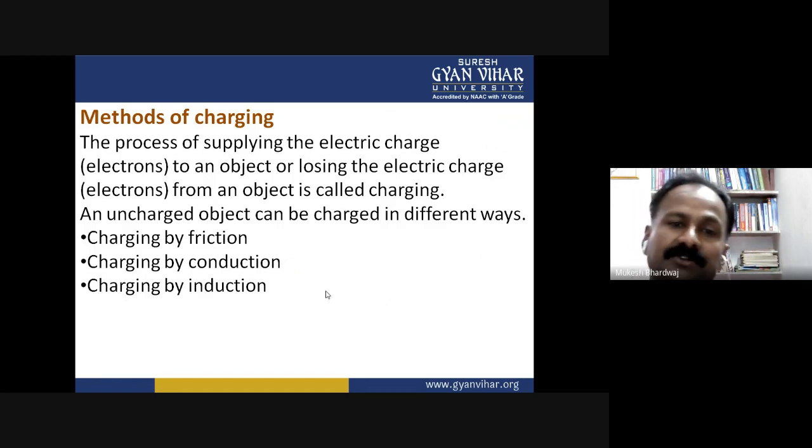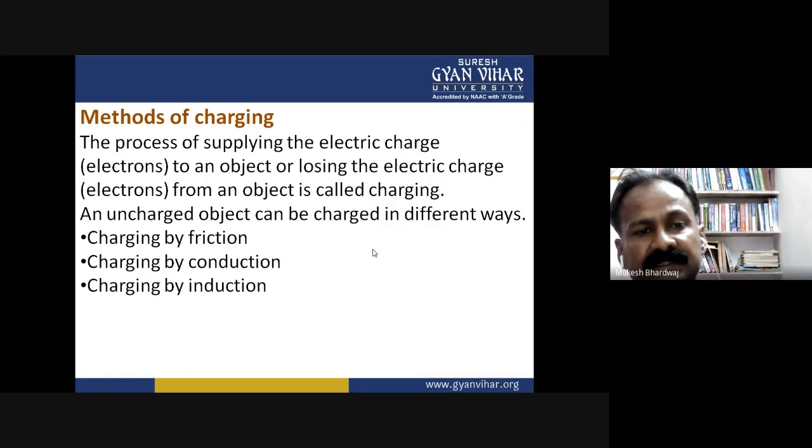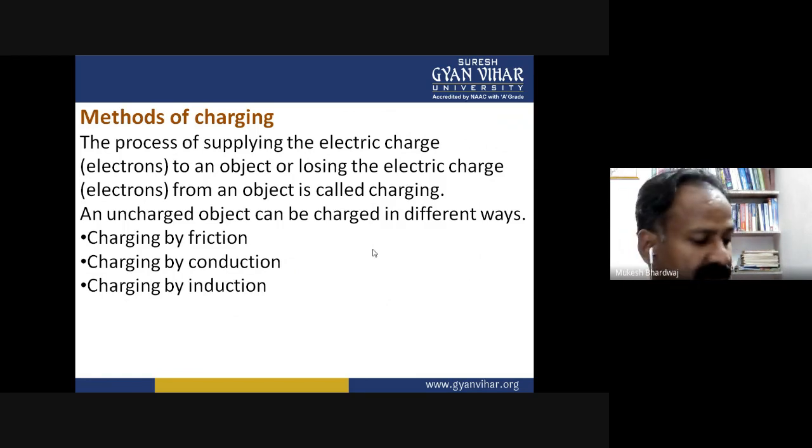An uncharged object can be charged in different ways: charging by friction, charging by conduction, and charging by induction. So these are the three basic fundamental methods of charging. By friction, that is by rubbing, you can transfer electrons, or by the conduction method, or through the induction method. Now let us discuss each method of charging one by one.